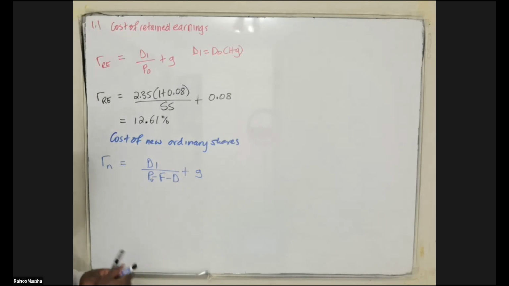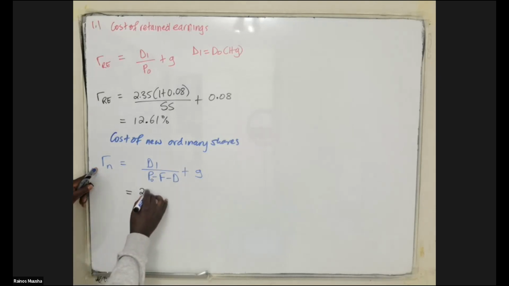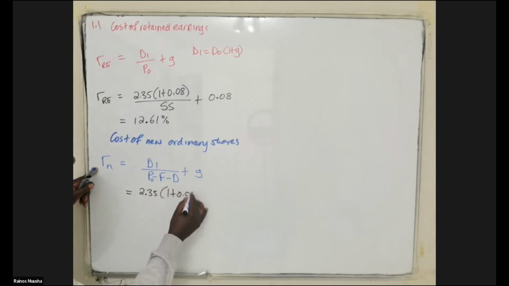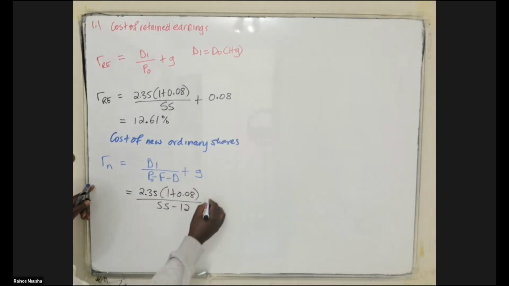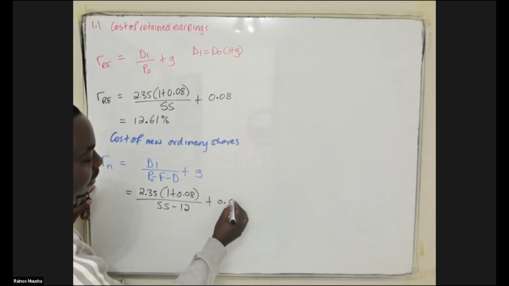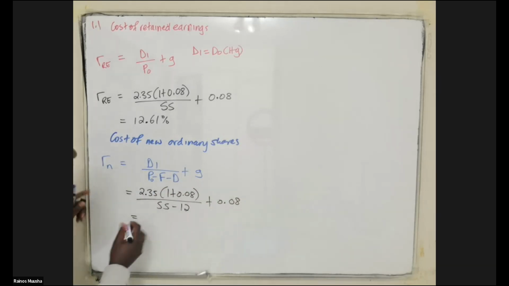So the cost of new ordinary shares is going to be 2.35 in brackets 1 plus 0.08, divided by the price of the share, which is 55, minus 12, plus 0.08. And this will give us the cost of new ordinary shares. You should be able to get a figure of 13.9%.